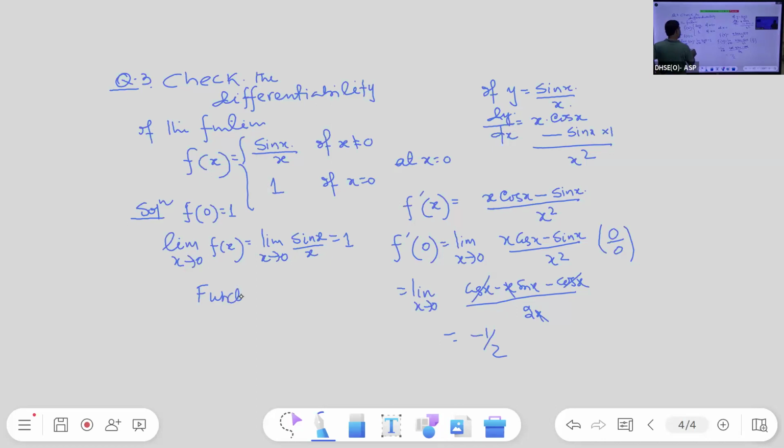Function is differentiable at x is equal to 0.